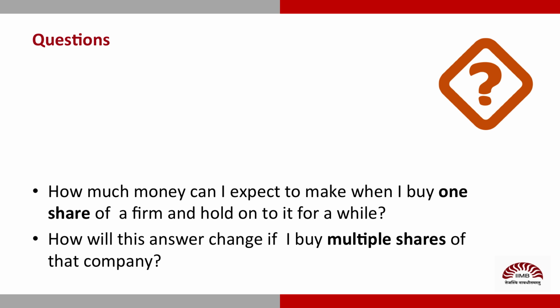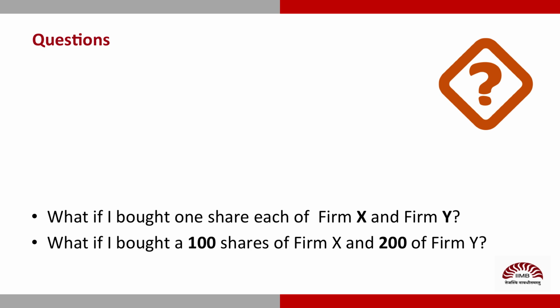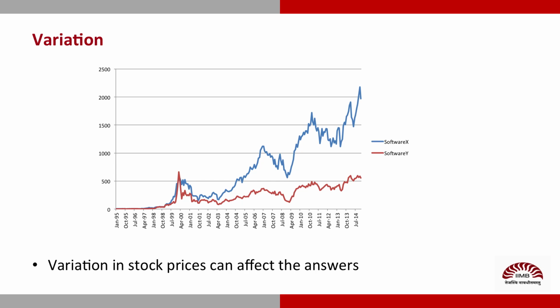We could start thinking about portfolios. What if I bought one share each of firm X and firm Y? And what if I bought 100 shares of firm X and 200 of firm Y? Next question, are the answers to my earlier questions subject to variation? And if so, by how much? I'll call that a meta question.